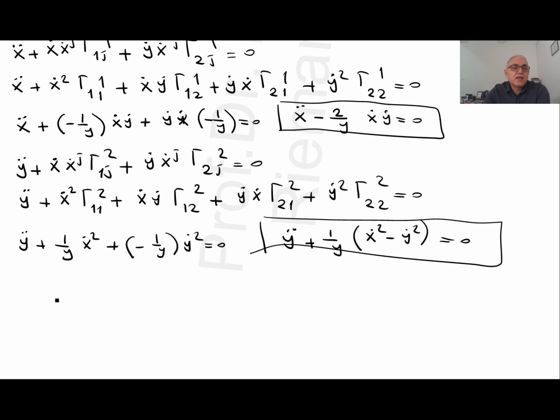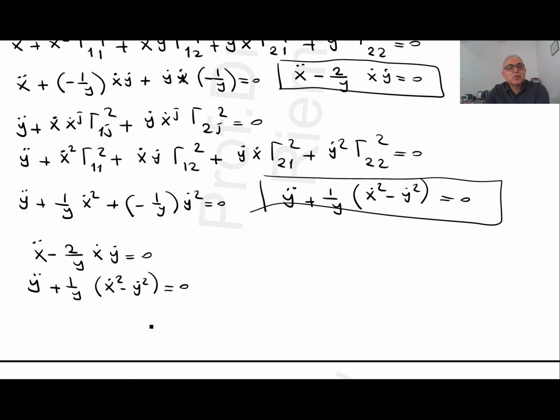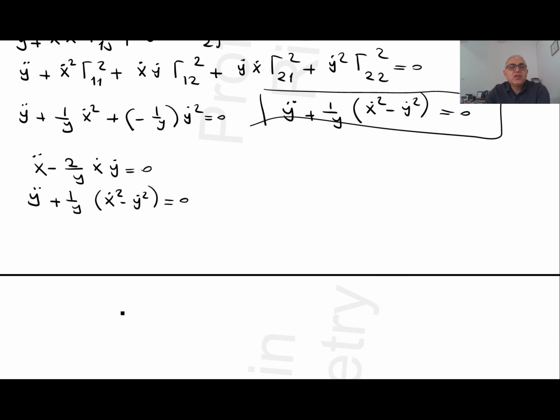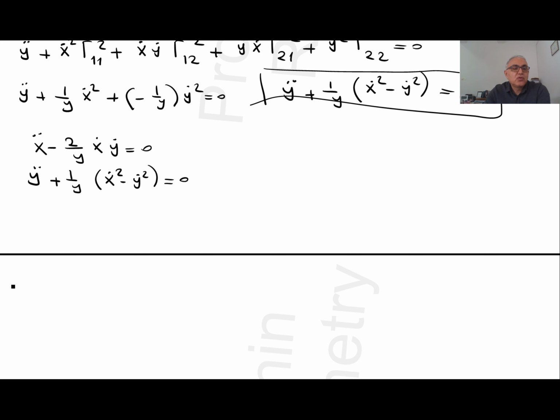Okay, let me write it here. We have 2 over y, x prime 0, and okay, we have these equations. So we need to solve these equations. So first, consider this one.